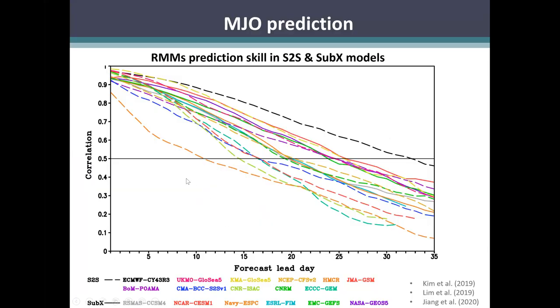So just to make sure we are on the same page, this is the MJO prediction skill using the RMM, the real-time multivariate MJO index, in the S2S and sub-X models. It's the correlation coefficient as a function of forecast lead time. Here you can see that the best model is the ECMWF model, which, taking 0.5 as a threshold, is about 32 days. And the rest of the models are mainly distributed between 3 to 4 weeks of lead time.